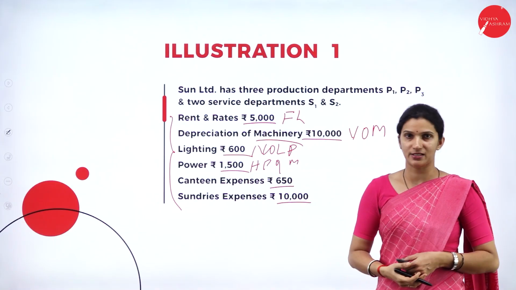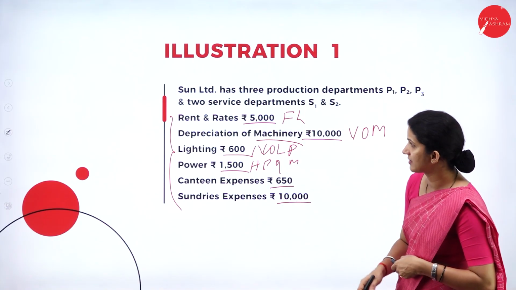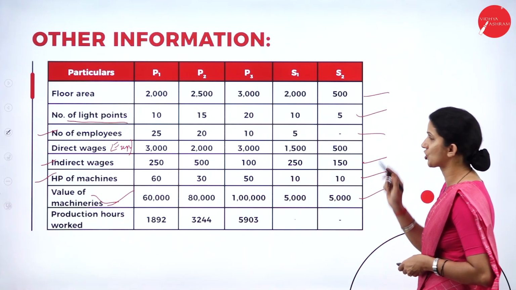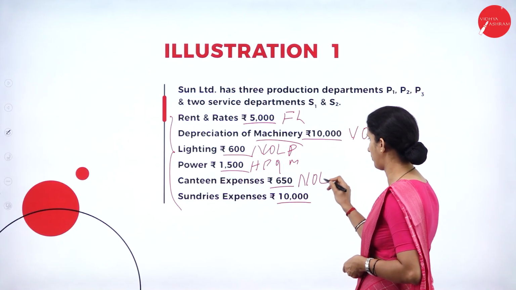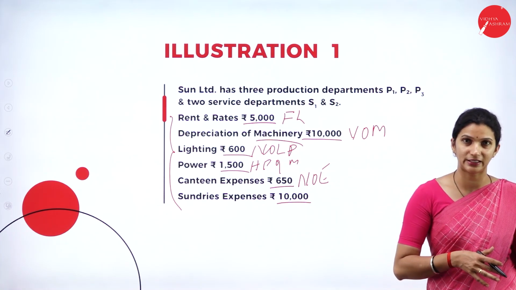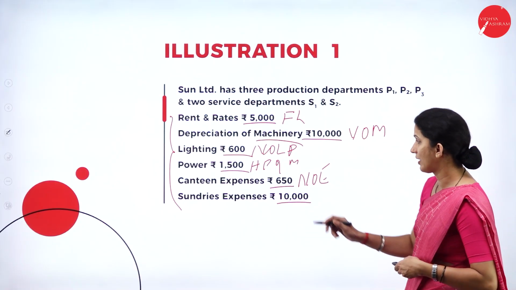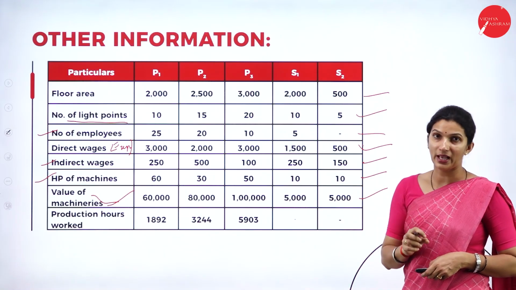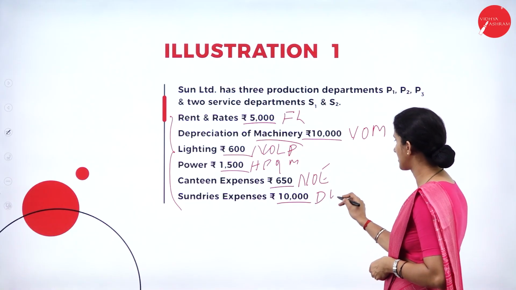Then we have canteen expenses, which are employee-related expenses, 650. To allocate that, we have the number of employees, so this ratio is taken. Sundry expenses are usually other general overheads. To allocate these, we take direct wage as the basis. So for sundry expenses, your basis is direct wage.